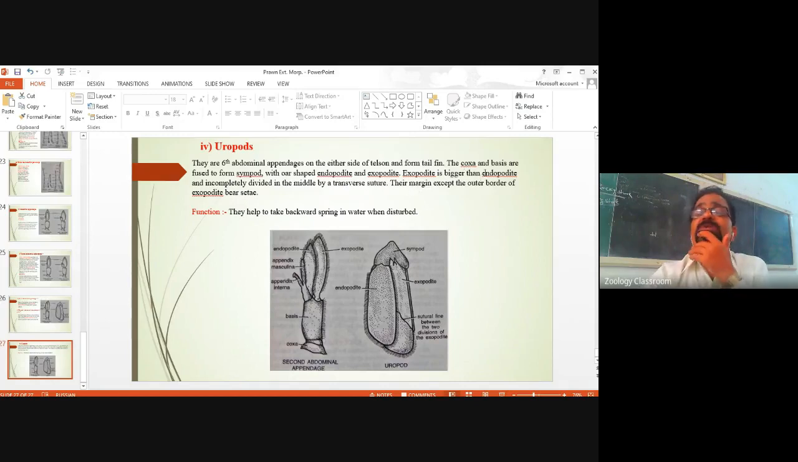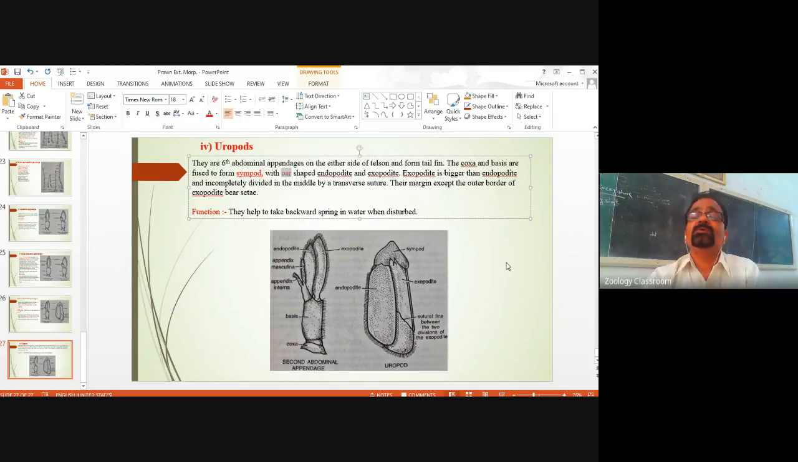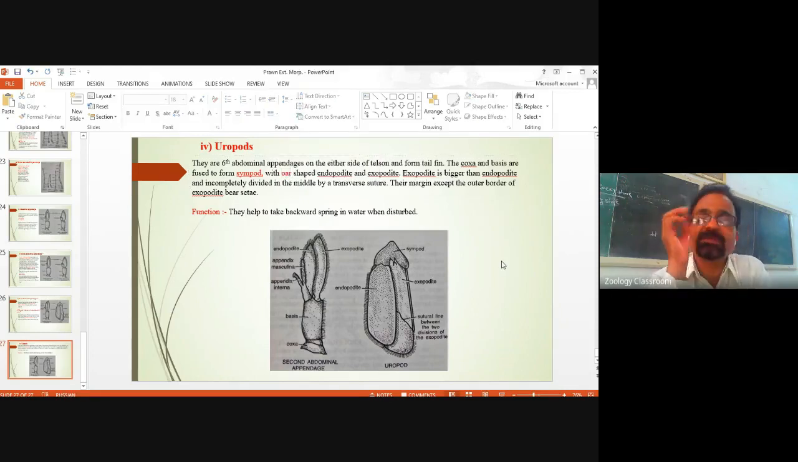आता पहा कोक्झा अँड बेसिस हे दोन्ही स्ट्रक्चर्स काय झालेत, फ्यूज झालेत. फ्यूज होऊन त्याचं एक नवीन स्ट्रक्चर तयार झालं, दॅट इज कॉल्ड एज सिम्पॉड. This is sympod with oar-shaped endopodite and exopodite. Endopodite and exopodite. Oar, what do you understand by this word oar? O-A-R, oar. Oar shabd, what is the meaning of this oar?